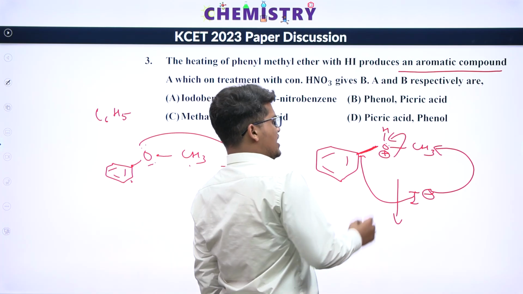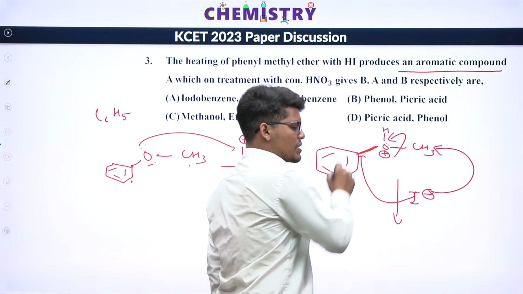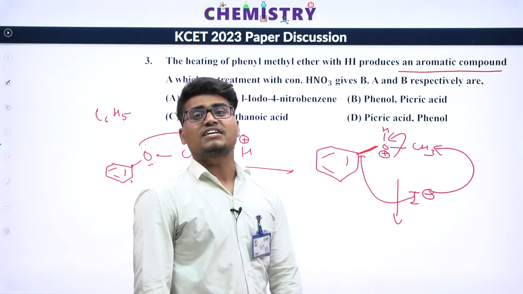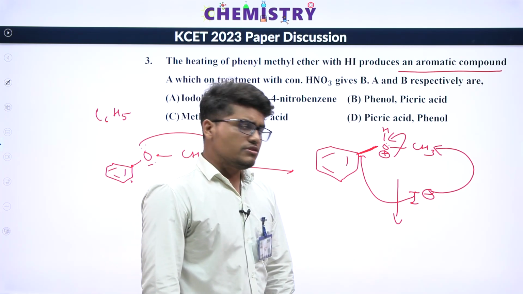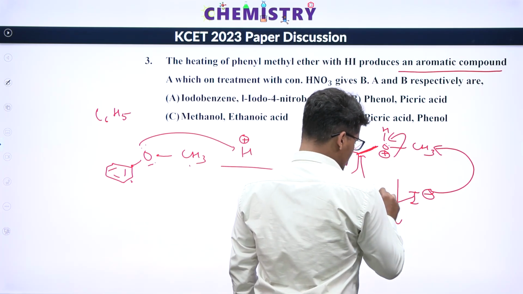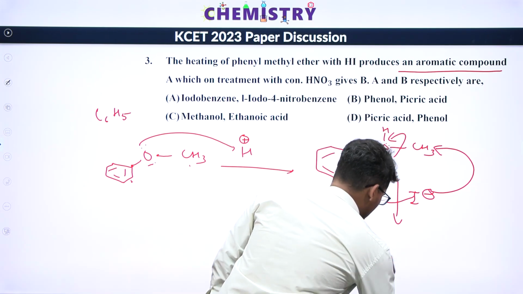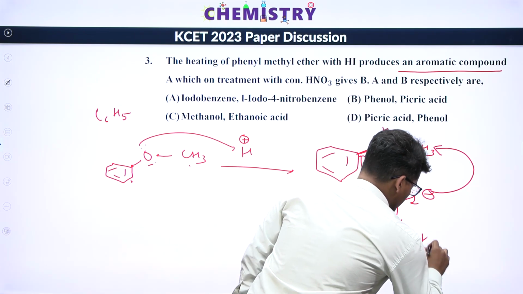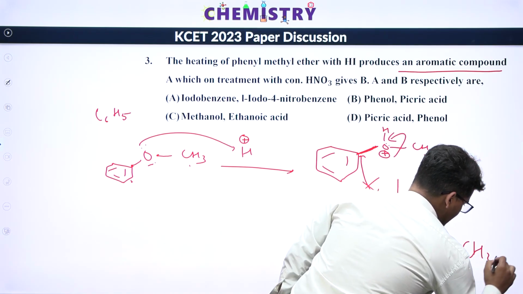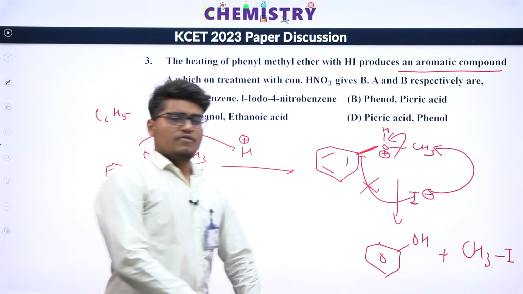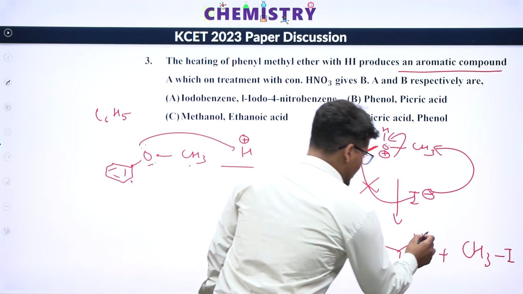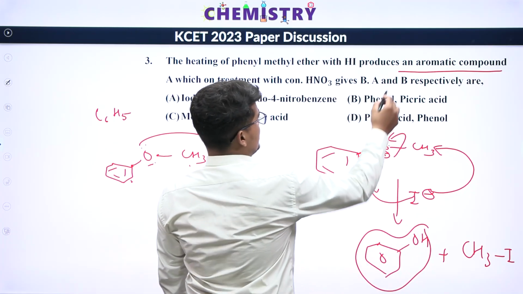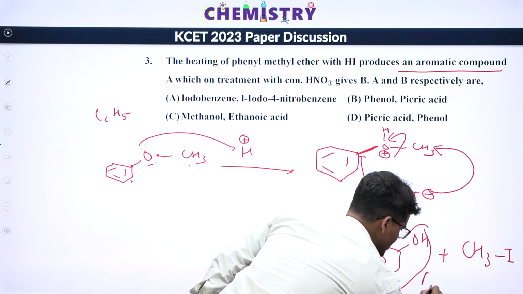Or we can also say if it were broken, there would be a formation of a phenyl cation, which is very unstable. So this route is not possible. This route is possible: there is a formation of phenol with CH3I. Now this is our aromatic compound they are talking about, aromatic compound A. It means this is your A.